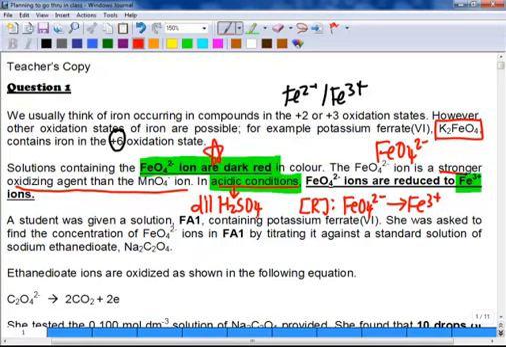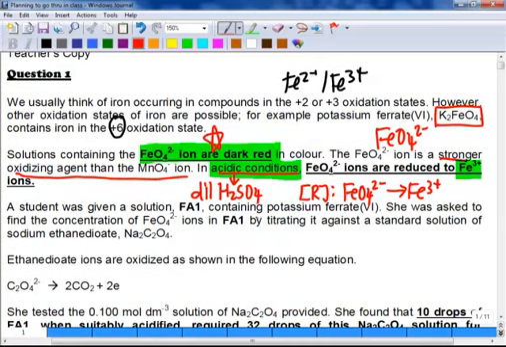HNO3 itself is an oxidizing agent. So if you already have KMnO4, then why do you need another oxidizing agent? So don't need. So just use H2SO4. Cannot use any other acid, just H2SO4. Any other acidic condition, you can just use H2SO4.